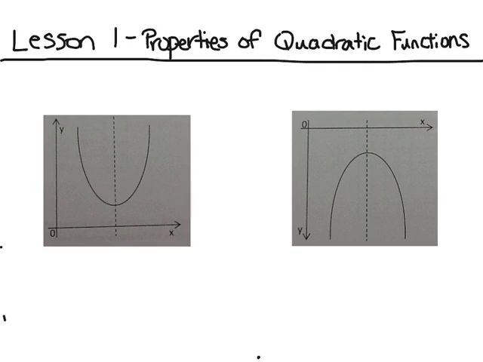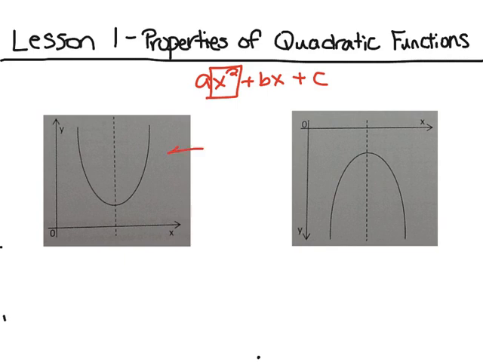Lesson 1, Properties of Quadratic Functions. So a quadratic function is a function that can be written as ax squared plus bx plus c. And what it means is that it's going to have a degree of 2. So it's going to have a variable raised to the power of 2. And a quadratic function will make a parabola.